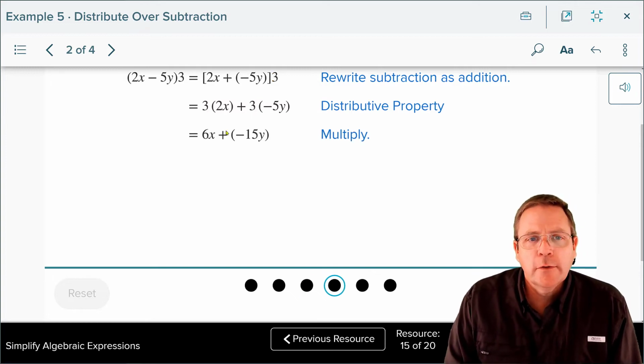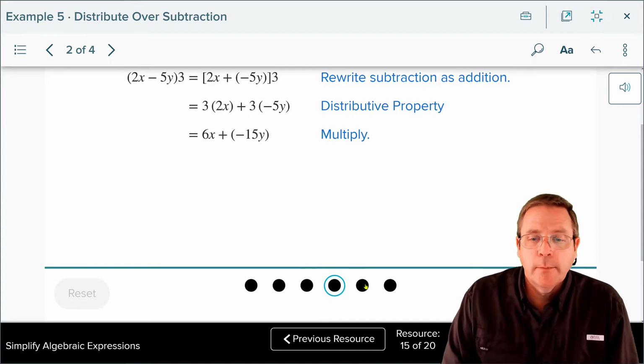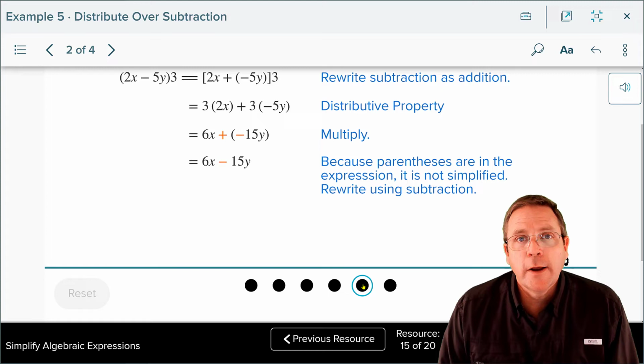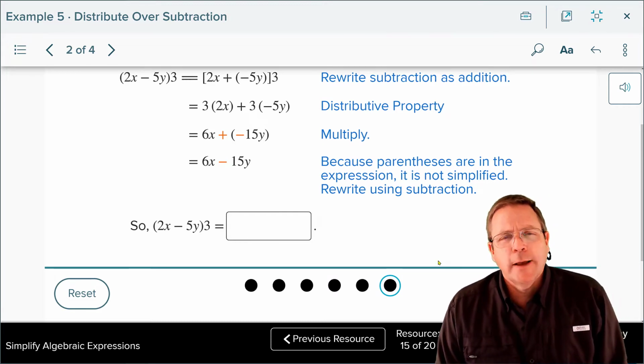3 times 2x, that's going to become 6x. 3 times negative 5y, that's going to become negative 15y. And the very last step is make that ugly problem pretty again, and making your ugly problem pretty is going to give you your final answer of 6x minus 15y, which of course you're going to circle. You can type it in there if it gives you a warm fuzzy feeling. I'm not going to do that.